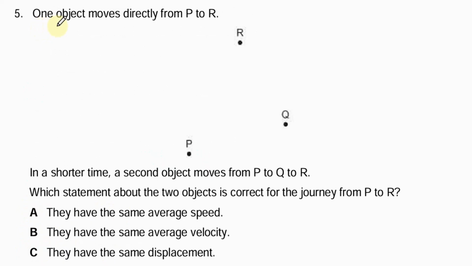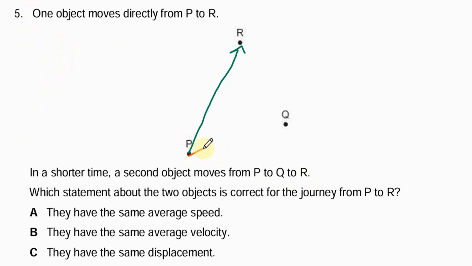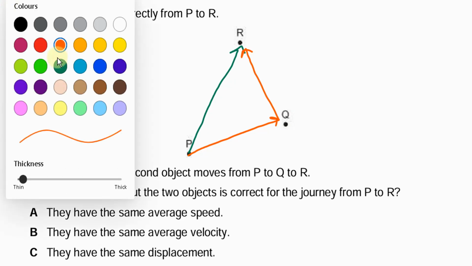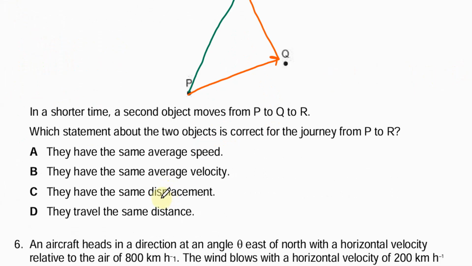Then in question 5 it says, one object moves directly from P to R. In a shorter time, a second object moves from P to Q to R, so in this way, first from P to Q, and then from Q to R. Which statement about the two objects is correct for the journey from P to R? And we're given various options here. Now, the correct option is C.